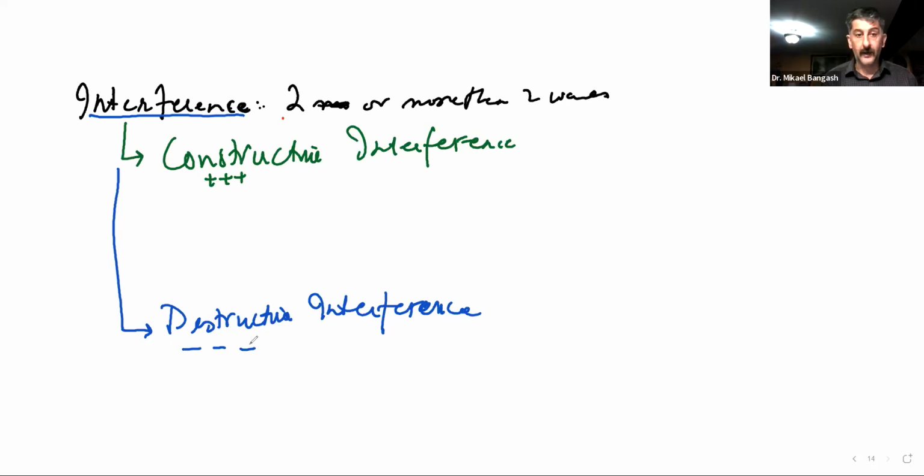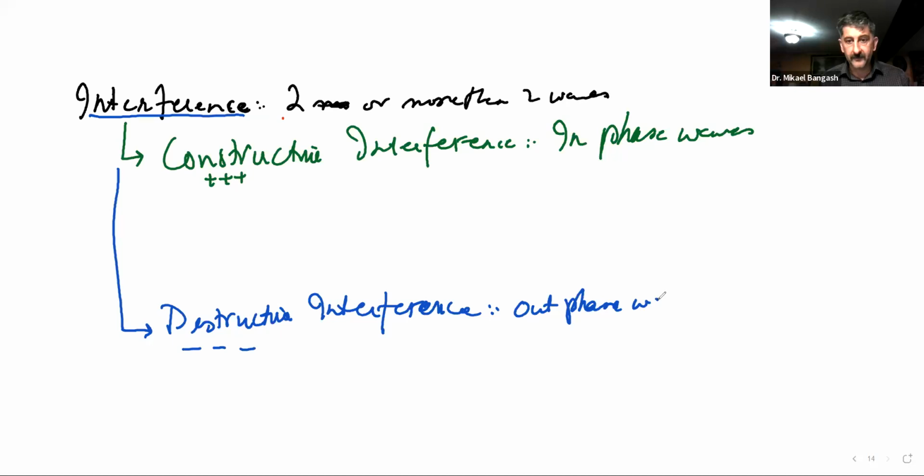So, a long story short, constructive interference is going to occur if we have in phase waves. Then you will have constructive interference. Destructive interference is going to occur when we have out of phase waves.